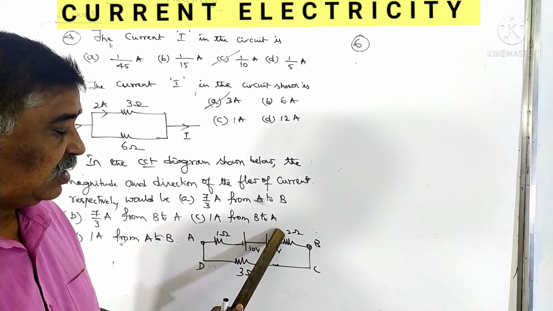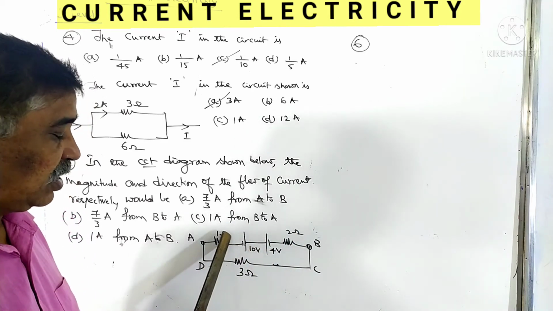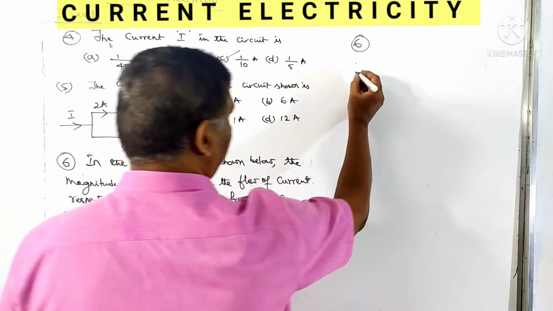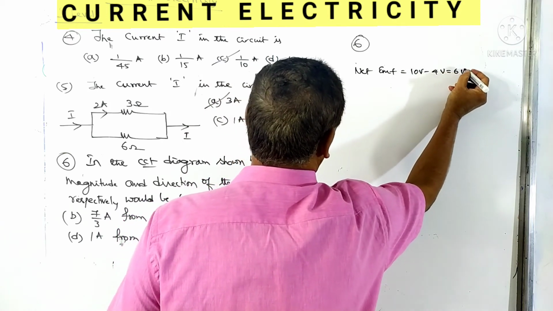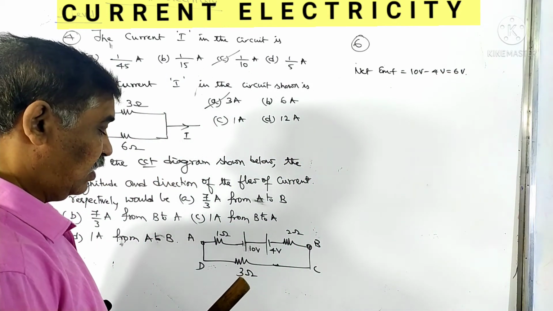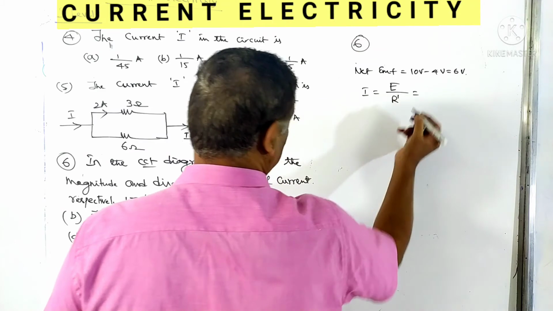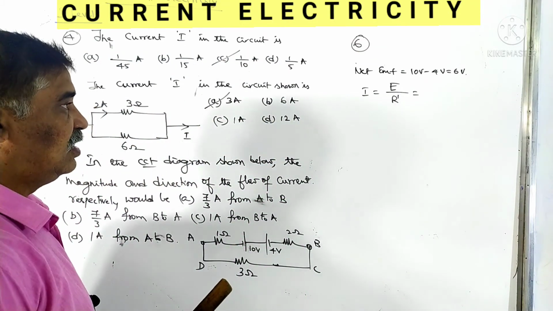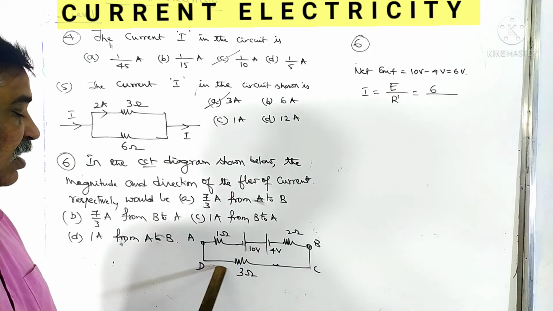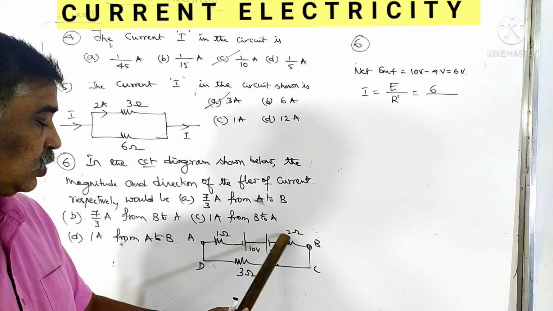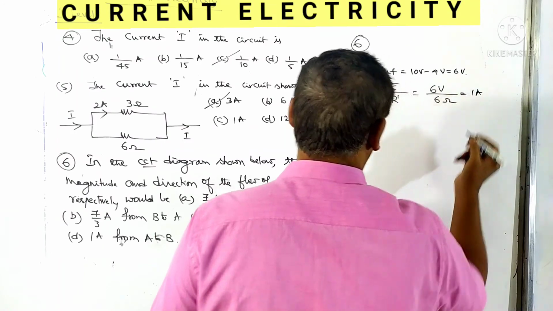The 10 volt EMF is in this direction, and the other is opposite, towards the left. So the net EMF is 10 volt minus 4 volt, that is equal to 6 volt. Once I find EMF, current is very easy. Current I is equal to EMF divided by effective external resistance. So EMF is 6 volt divided by resistance. All resistors are in series now. So this is 1 ohm plus 3 ohm plus 2 ohm, that gives us 6 ohm. This gives us 1 ampere current.